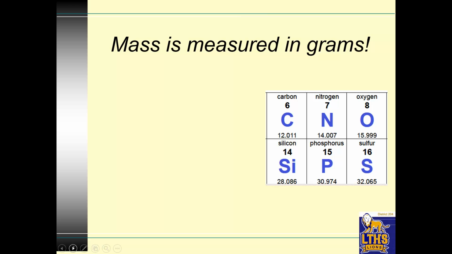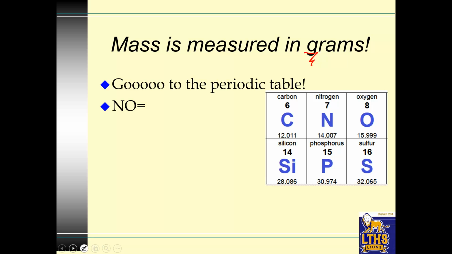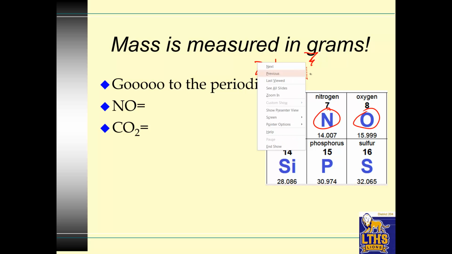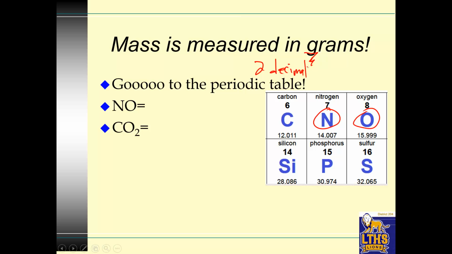All right, mass is measured in grams, and little g stands for go to the periodic table. And we've looked at this kind of a lot when we did average atomic mass. So if I have NO, here's nitrogen, here's oxygen, that's the compound. We will always use 2 decimal places, no matter what periodic table you use, we'll pull 2 decimal places, okay? So you have to be able to round to 2 decimal places. I don't think I'm killing you here with that.